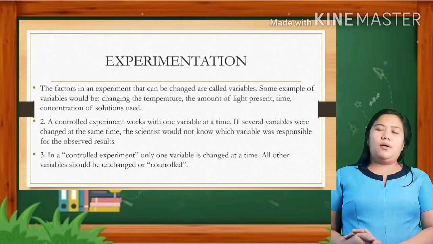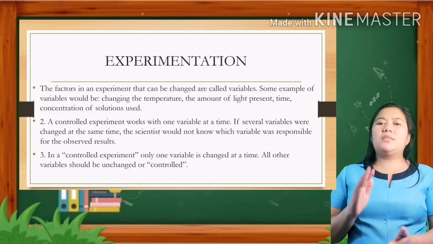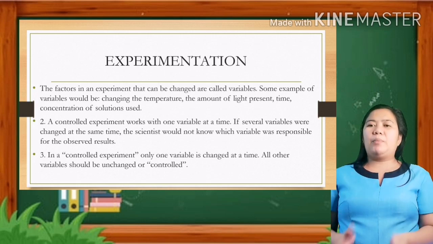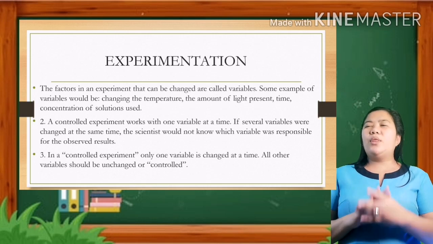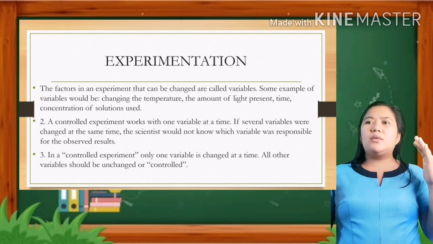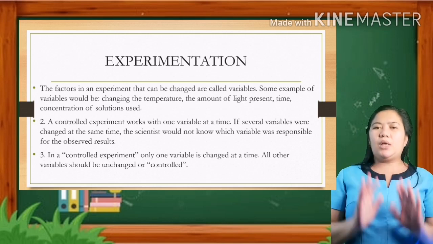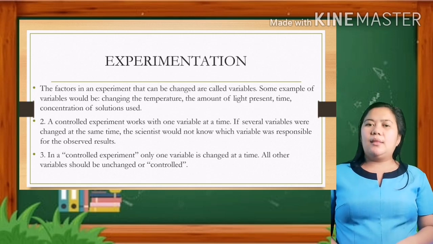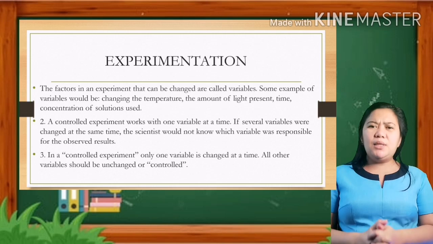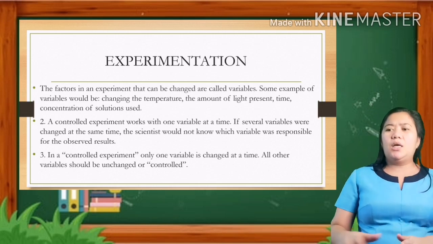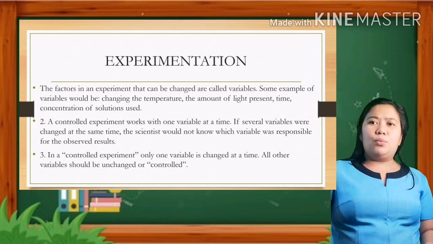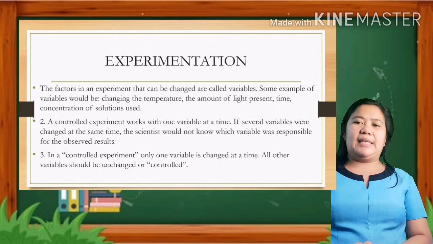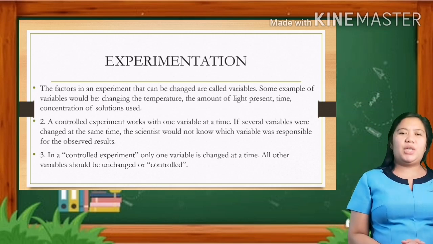That's why you need to have a controlled experiment, because in the controlled experiment, you need to set it as your standard. So there will be no changes at all in this particular group or population. With all the factors that you will consider in your experimentation on this group, you need to control it, and there will be no changes at all in this population or group. Now, in a controlled experiment, only one variable is changed at a time.